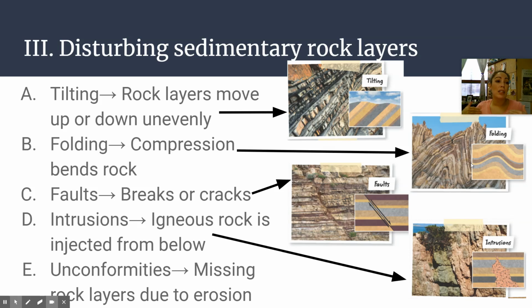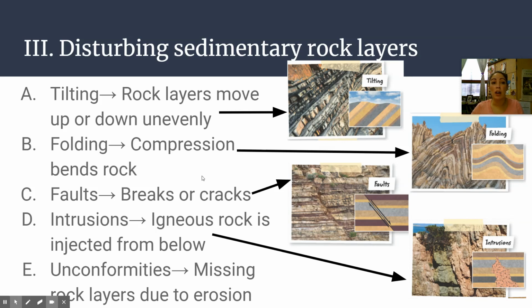And then the last type of disturbance is an intrusion. An intrusion is an igneous rock that comes up from the bottom, because we know igneous rocks are formed from lava, or molten rock, which comes from inside the earth. So you might see an igneous intrusion coming up from the bottom. The layers have to be there first in order for the igneous rock to intrude into them.